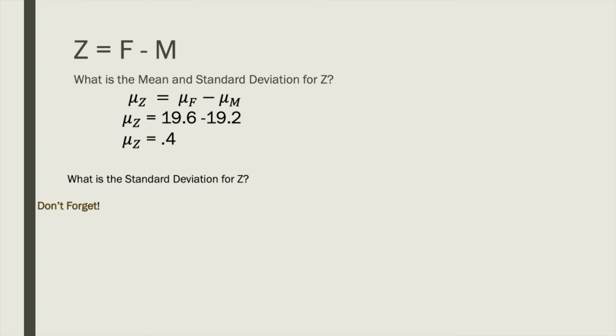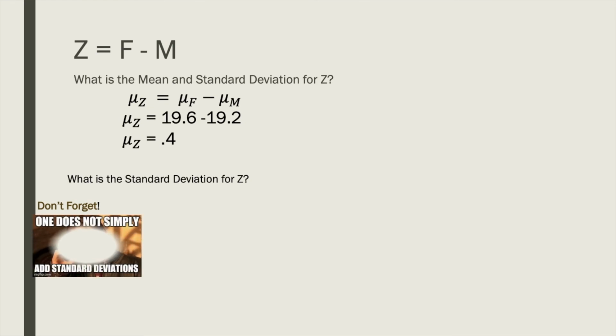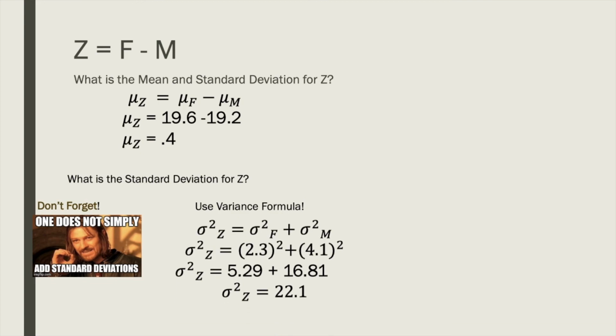So invoking, once again, our friend Sean Bean, don't forget that one does not simply add standard deviations. That's not how I find the standard deviation for Z, nor does one subtract them. We have to go straight to the variances. Well, we weren't given the variance in the problem, but if we square the standard deviations that are given, then we can use the formula for variance. The formula says sigma squared of Z is equal to sigma squared of F plus sigma squared of M.